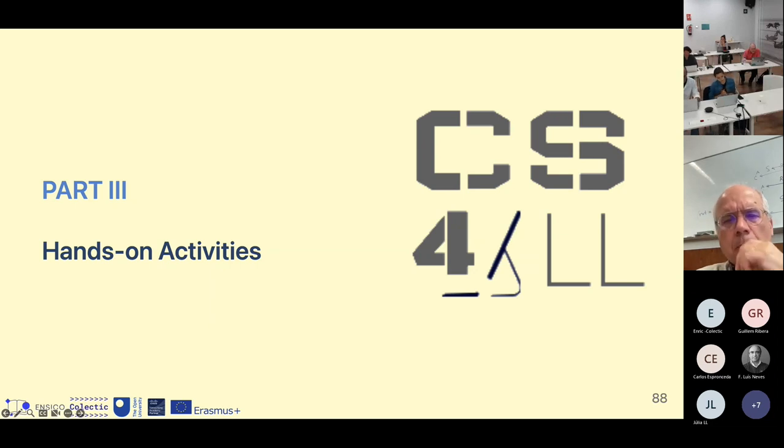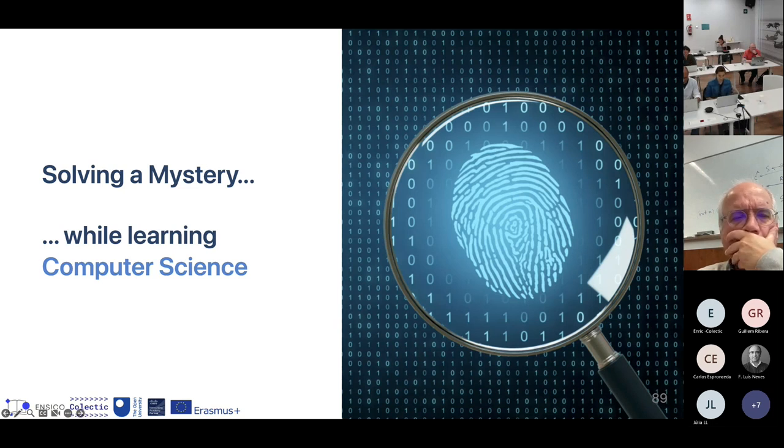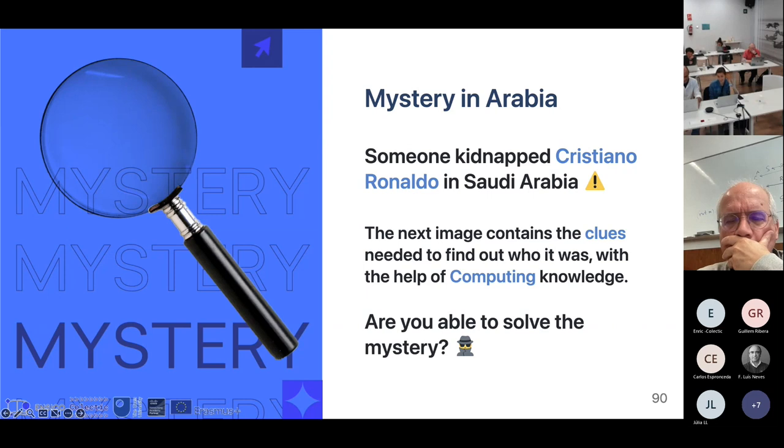In this third part, we'll actually look at some hands-on activities. These activities are some of the stuff we do when we give workshops at schools and things like that. We will basically start by solving a mystery while learning computer science. And what's the mystery? I don't know if you've been paying attention to the news, but someone kidnapped Cristiano Ronaldo in Saudi Arabia. We need to figure out who was guilty. I'm going to show you a picture that has several people, and we need to find out who kidnapped Cristiano Ronaldo. I will give you some clues that have to do with computing knowledge. So let's see if you're able to solve the mystery.